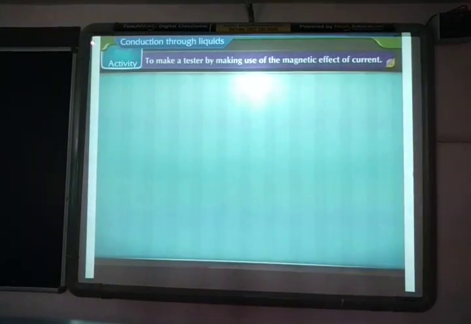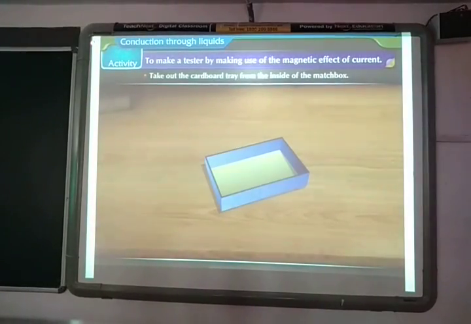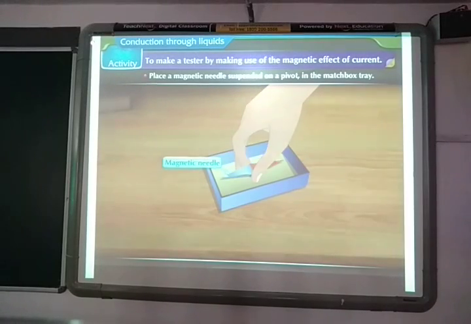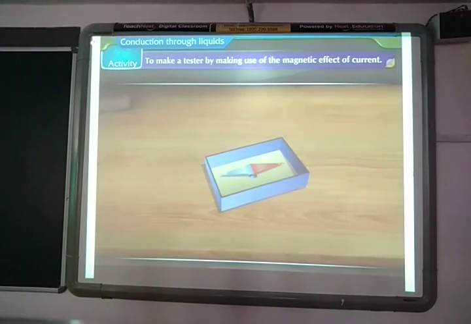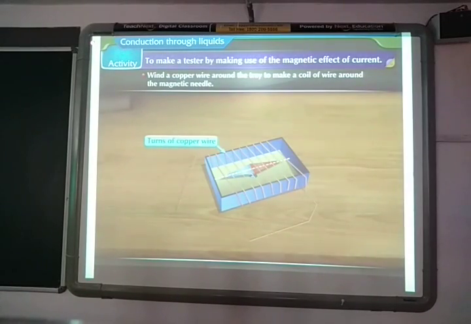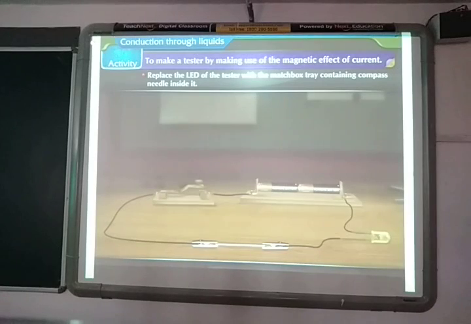Activity. We can use another effect, that is the magnetic effect of electric current, to make another kind of tester. Take an empty discarded matchbox. Take out the tray from the inside of the matchbox. Now, place a magnetic needle suspended on a pivot in the matchbox tray. Take a copper wire and wind this wire around the tray such that it forms a coil of wire around the magnetic needle.